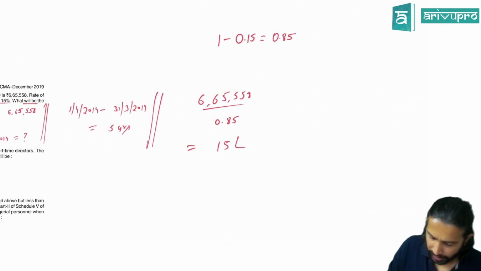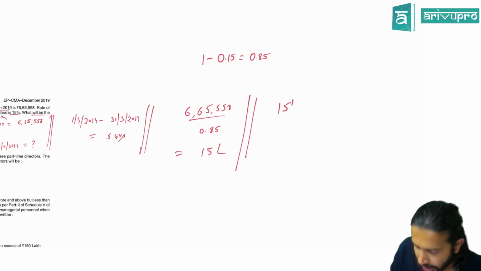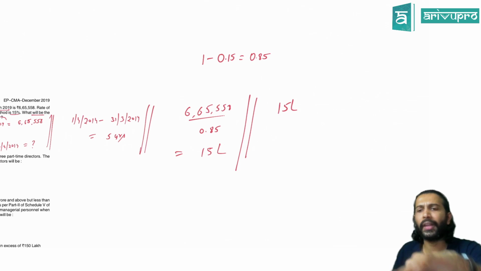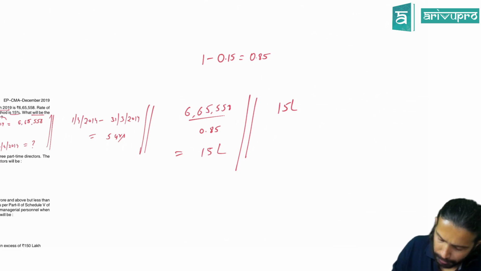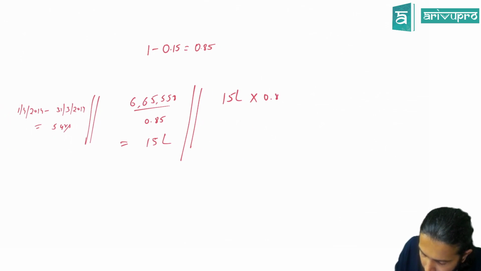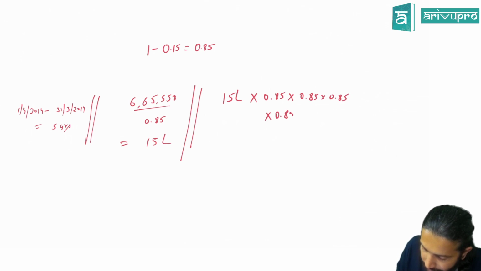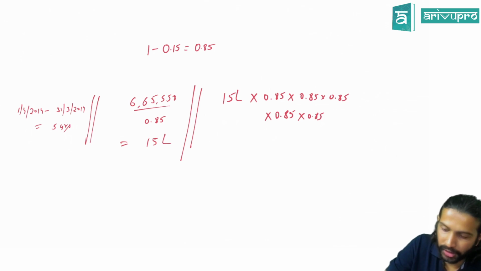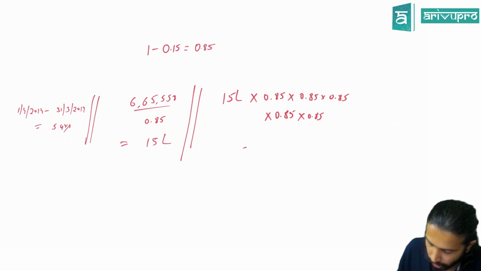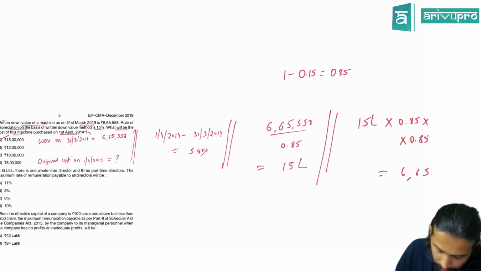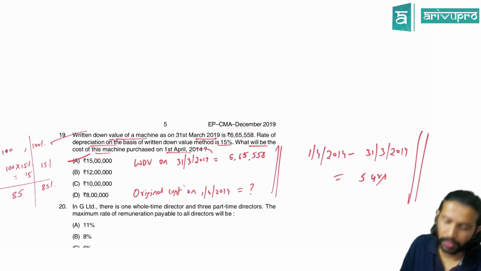As simple as that. What is the original cost here? 15 lakh. Suppose they ask you WDV at the end of 5th year, simple thing you have to do is take 15 lakh and multiply by 0.85, same number 5 times, because they are asking WDV at the end of 5th year. So multiply 0.85 5 times. Check if you want. 15 lakh into 0.85 into 0.85 into 0.85 into 0.85 into 0.85. If you do, you're going to get 6,65,558. That is what they've given in the question.